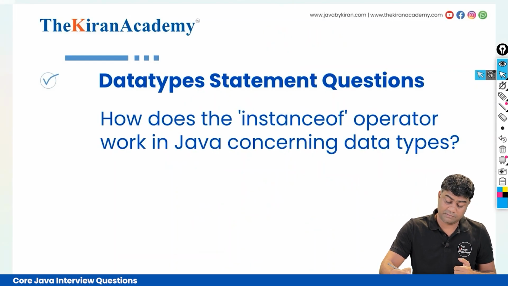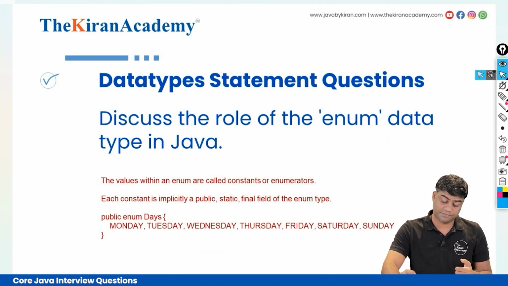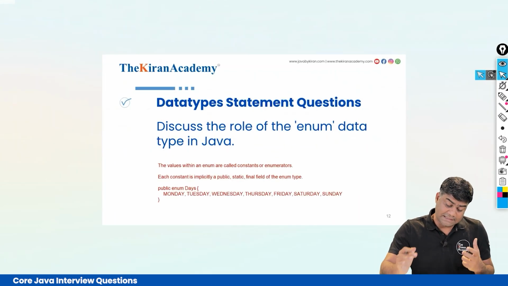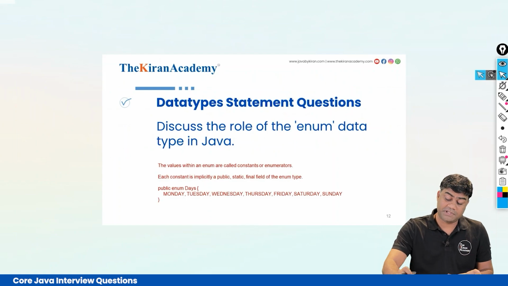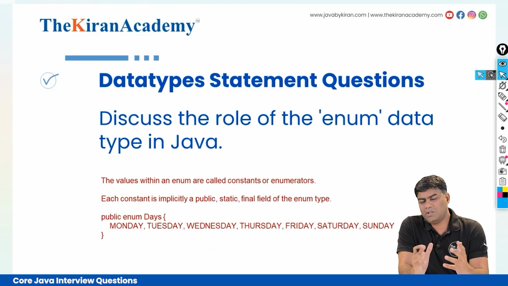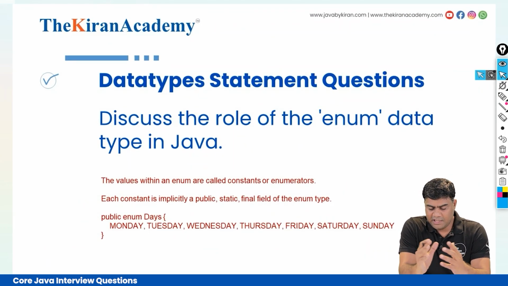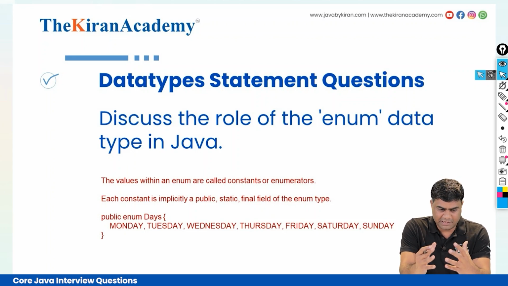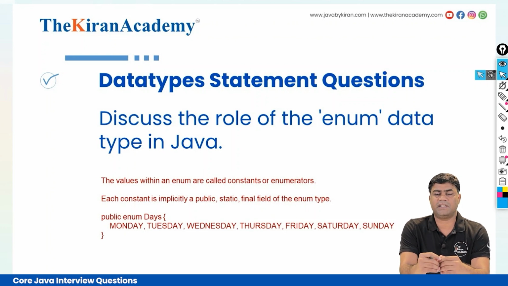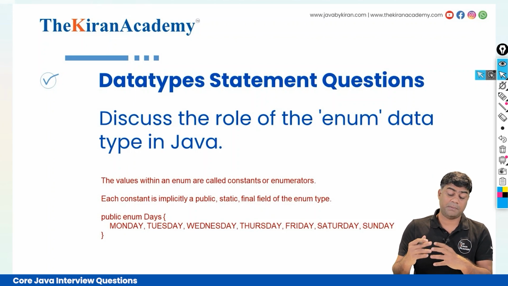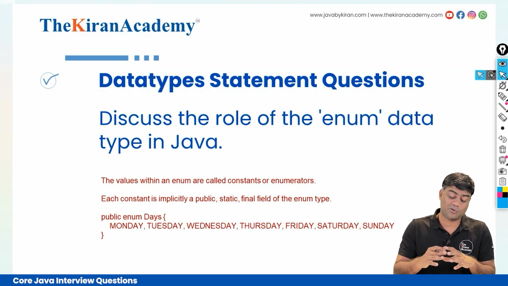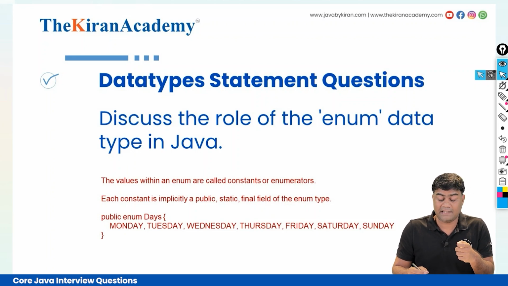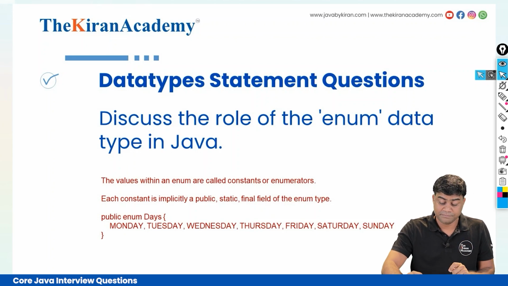Coming to next question, that is, discuss the role of enum data type in Java. What does enum mean? Enum is like an array where you can store multiple elements. But remember, this is the syntax I have already given here. In enum, variables are public, final, static, like an interface. You can store multiple elements here. You can access them by the name of the enum.